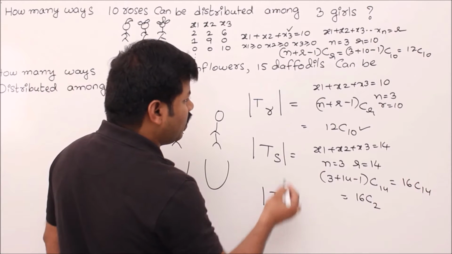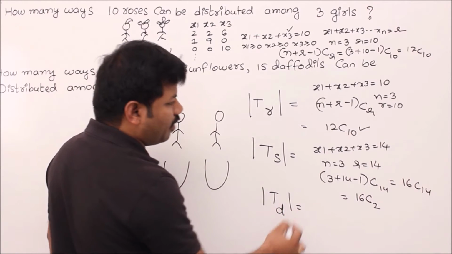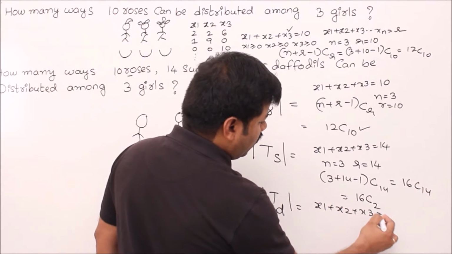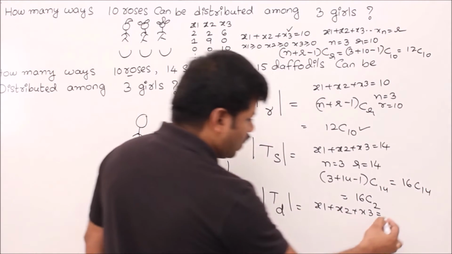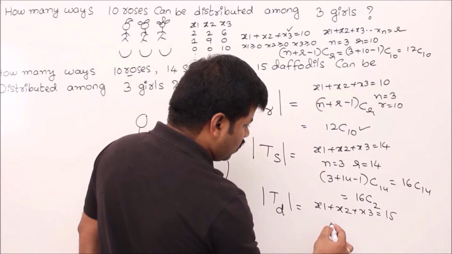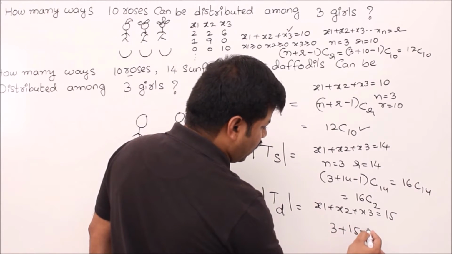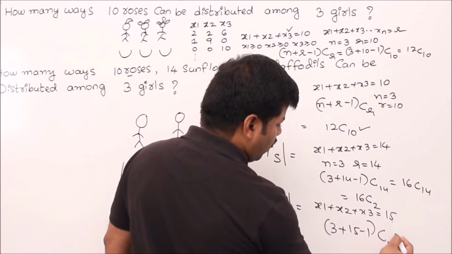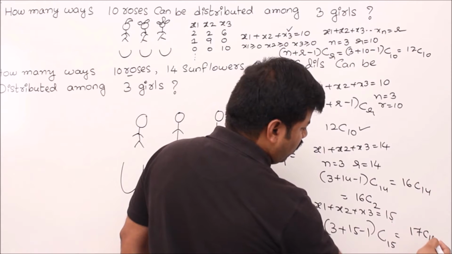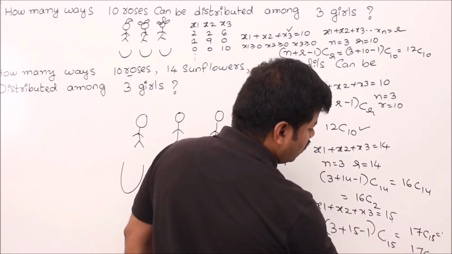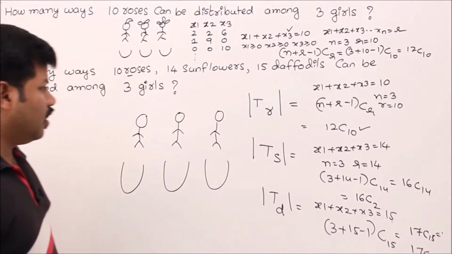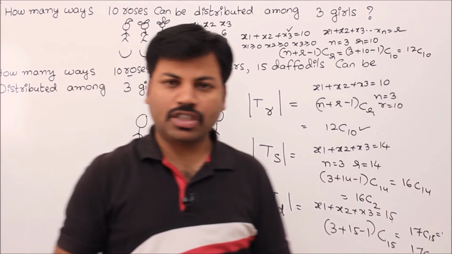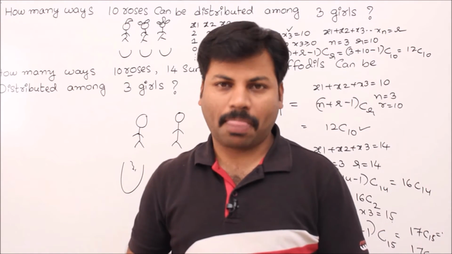Similarly the third one, the daffodils. The daffodils can be distributed in how many ways? For that, x1 plus x2 plus x3 equals the number of daffodils, which is 15. Then you get 3 plus 15 minus 1 C r, where r is 15. Then it will become 17 C 15, which is nothing but 17 C 2. So finally, distributing roses followed by distributing sunflowers followed by distributing daffodils is our problem, isn't it?